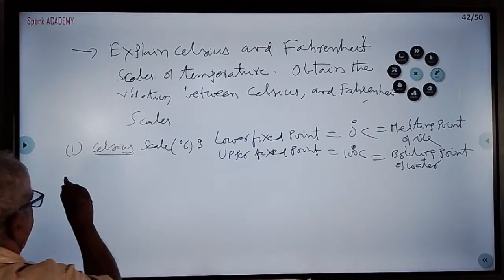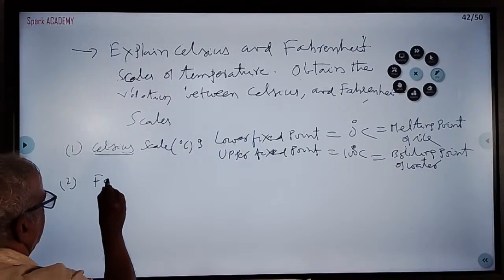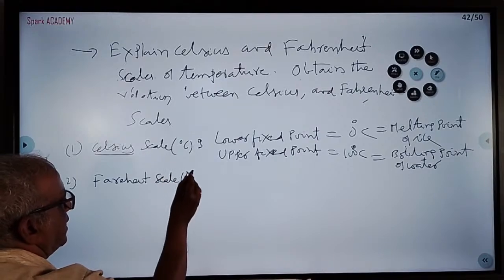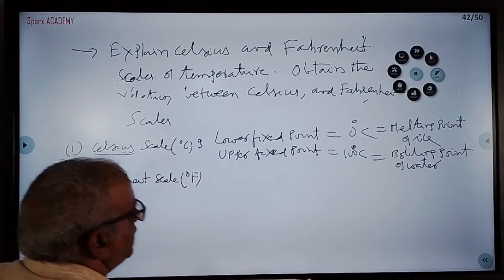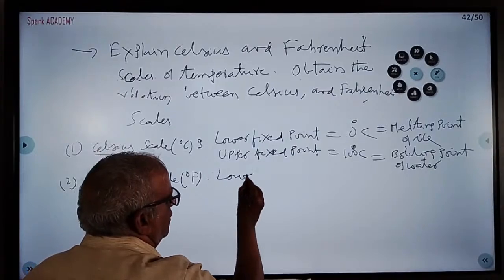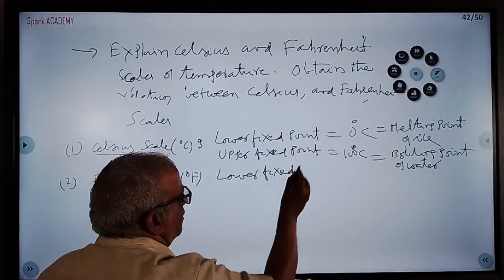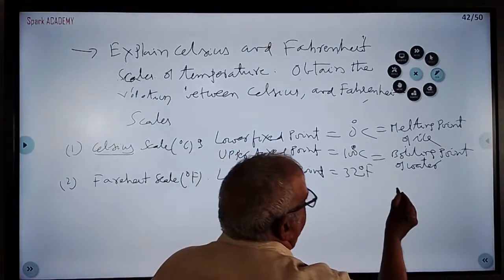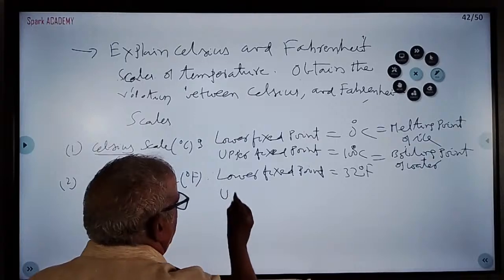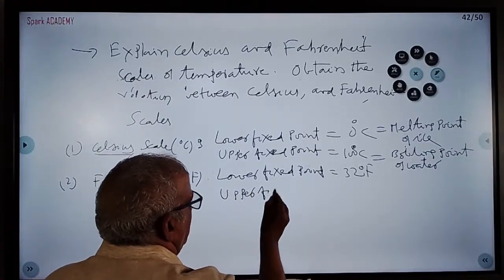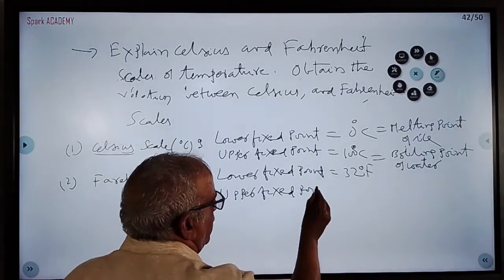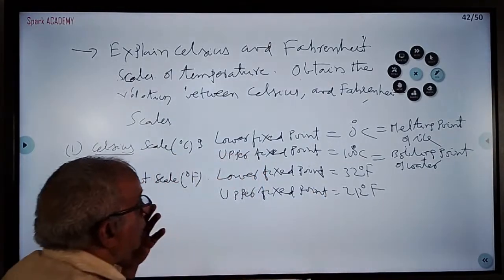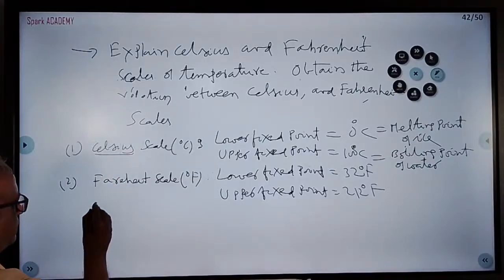If you take the Fahrenheit scale, degrees Fahrenheit, here the lower fixed point. What is the value of the lower fixed point? The lower fixed point is 32 degrees Fahrenheit. The upper fixed point is 212 degrees Fahrenheit.